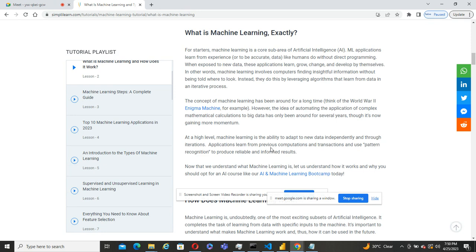Machine learning, in fact, learns from experience like humans do, without direct programming. We all know for you to build robust systems, you need to sit down and program. Other options, you can use no-code platforms and so on, but they all come with coding. Now, in machine learning, you don't necessarily need to sit down and program. All you need to do is to train your model with the data you have, and the model will become intelligent.